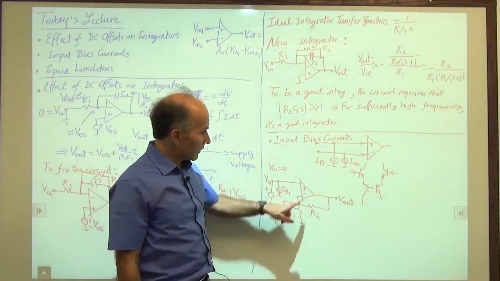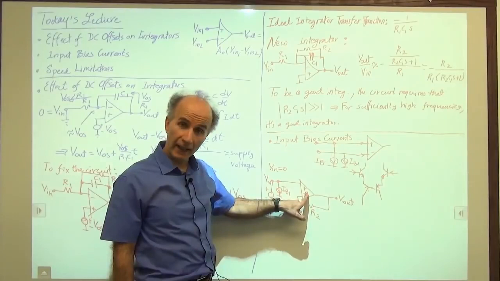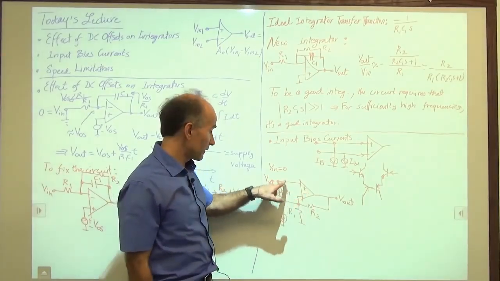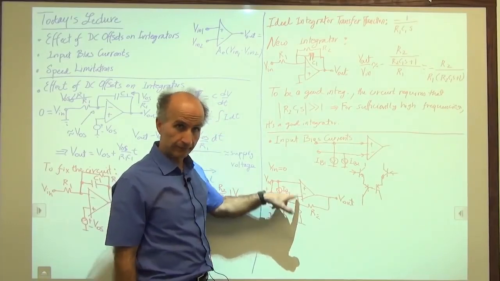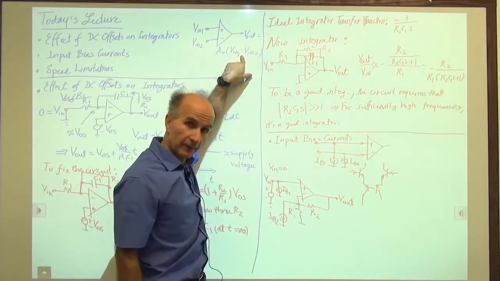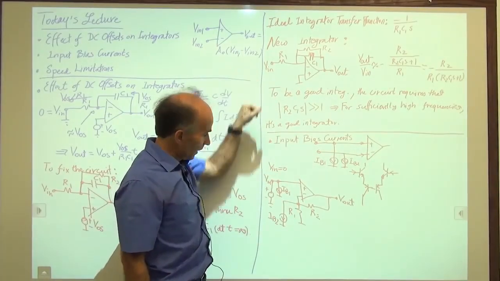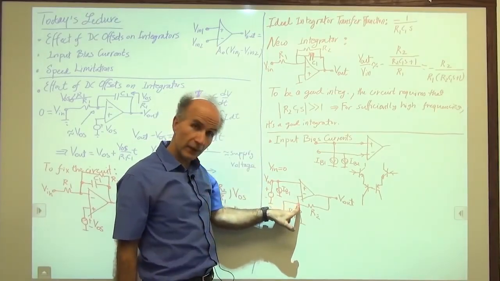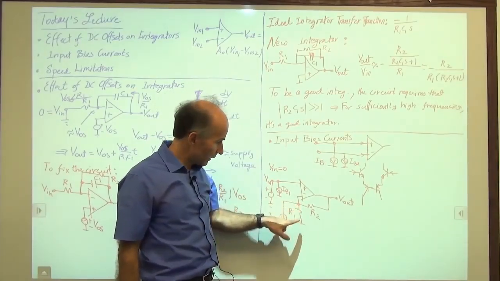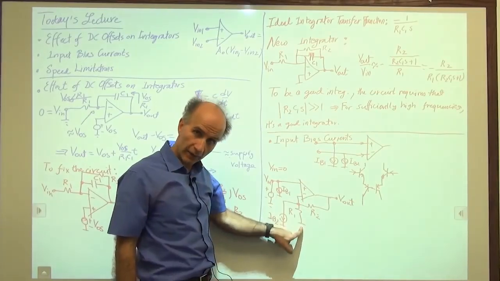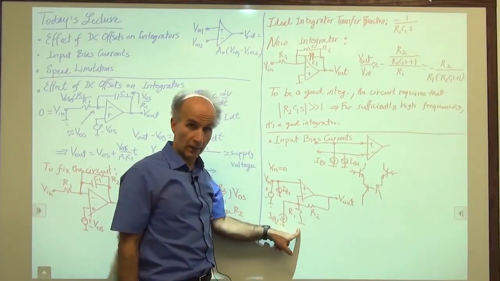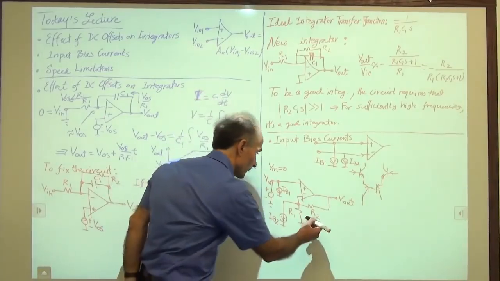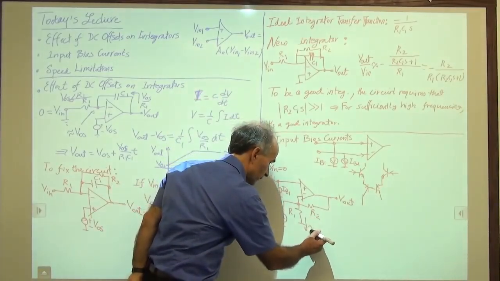Okay, but again, remember, if the op-amp has a high gain and this voltage is 0, then this voltage is also close to 0. Going back to the fundamental property. So if this voltage is close to 0, it means that R1 has 0 on this side and approximately 0 on this side. So the current through R1 is also 0.